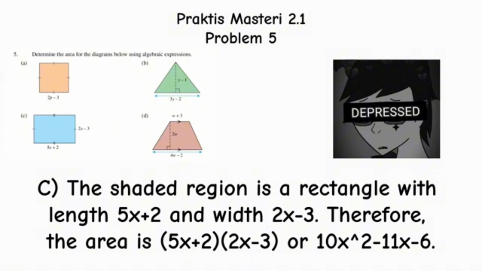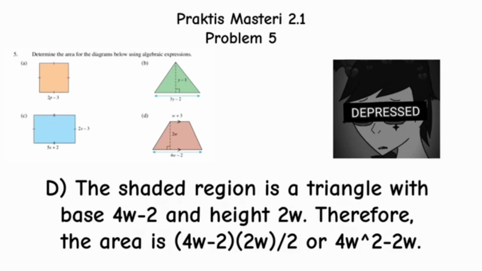Therefore, the area is (5x plus 2)(2x plus 3), or 10x squared plus 19x plus 6. D. The shaded region is a triangle with base 4w plus 2 and height 2w. Therefore, the area is (4w plus 2)(2w) divided by 2, or (4w plus 2)(w).